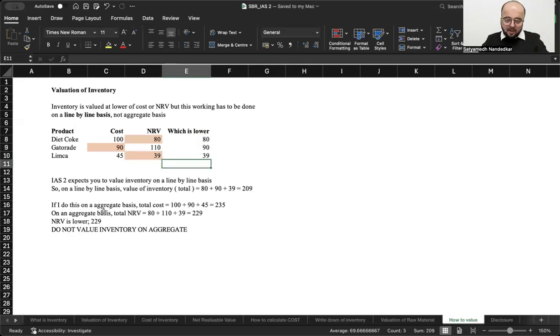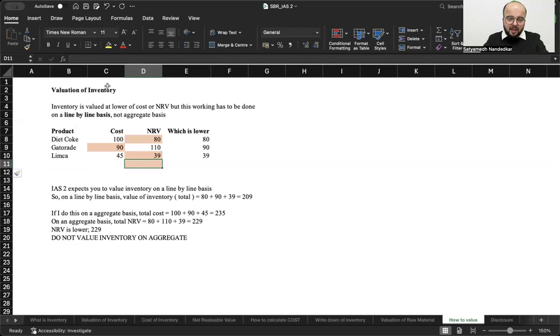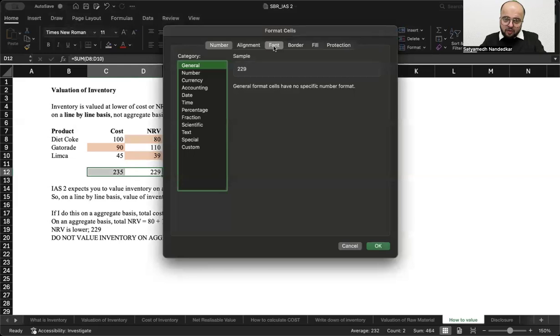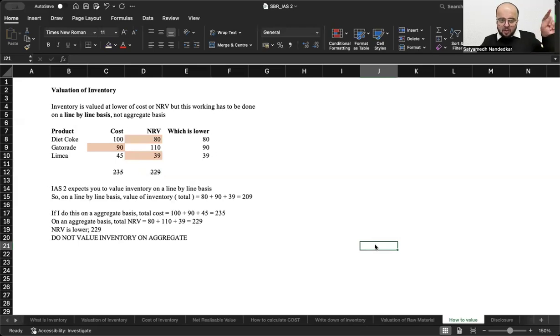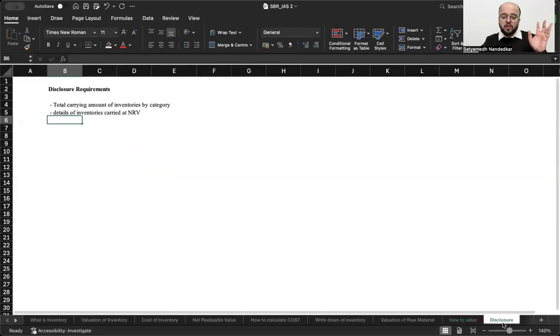If I do this on an aggregate basis, what will the value look like? It will look something like this. 235 will be the total of cost, 229 will be the total of NRV. If you do this, you will value the inventory at 229, which is wrong. IAS 2 specifically tells you do not aggregate. The valuation of inventory has to be done on a line by line basis, not on an aggregate basis. So compare cost and NRV for each item, finalize the value, and then take the total. Please keep this in mind because this is again a part which everybody knows but nobody wants to remember.